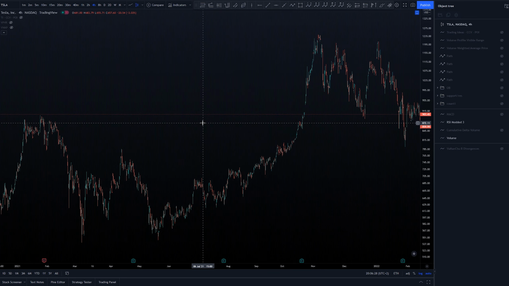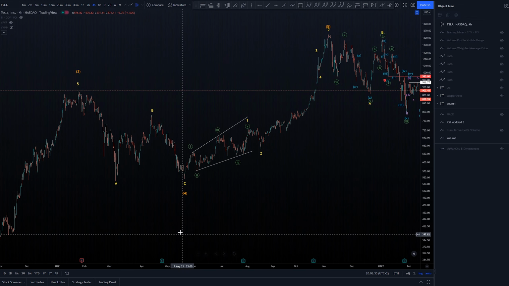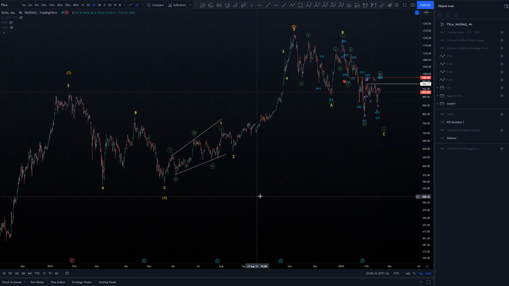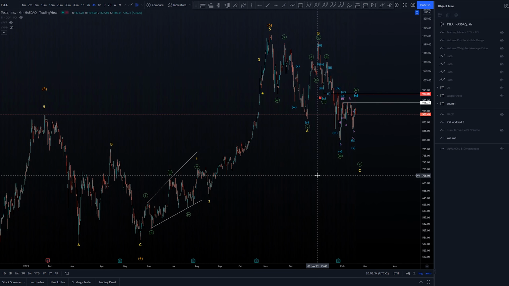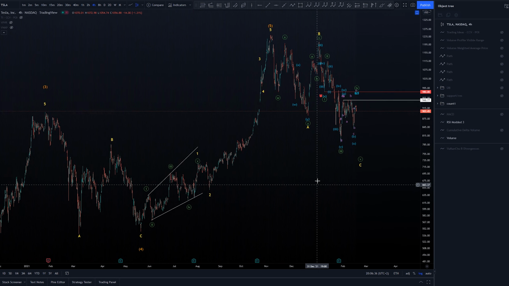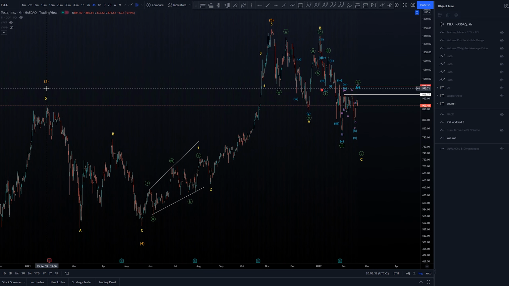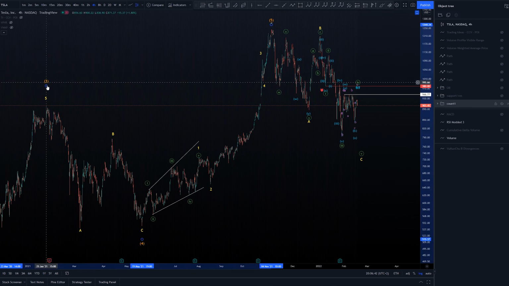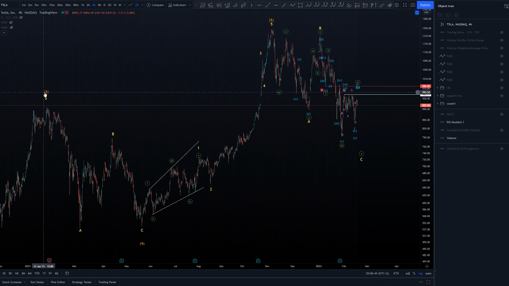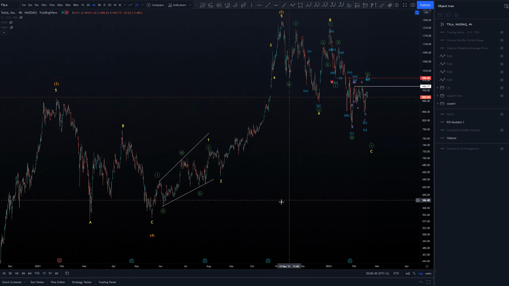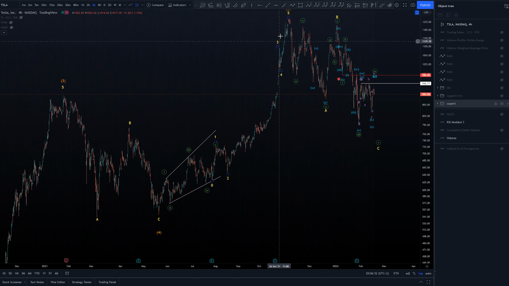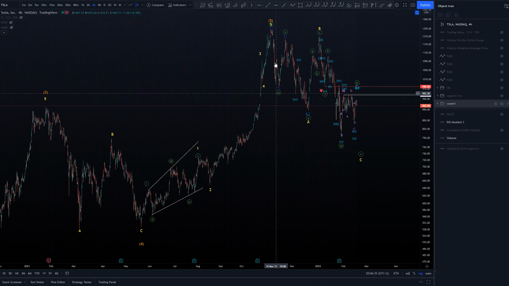and this is the count I have for it. Just a reminder, these are not definite counts and they might not be true, but this is an option what it might be. I marked or labeled 3 here of intermediate degree, A, B, C down here into 4, and then 1, 2, 3, 4, 5 up to the 5th.